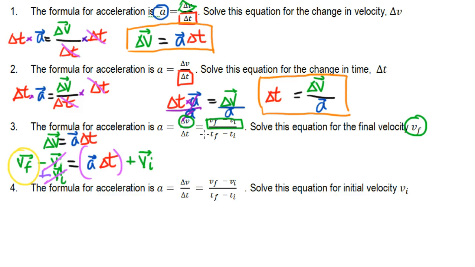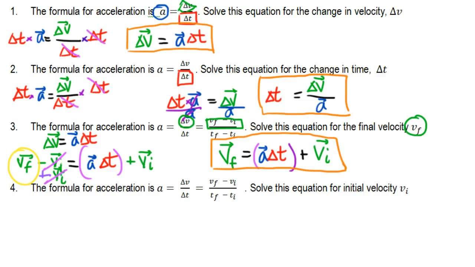So our answer and final equation for V sub F, final velocity, would be equal to the quantity A times delta T, plus V sub I, initial velocity. So final velocity equals acceleration times change in time plus initial velocity, and that would be our final equation.